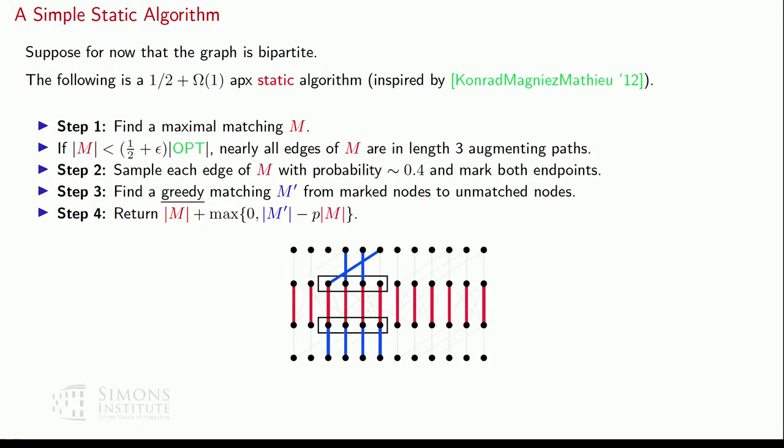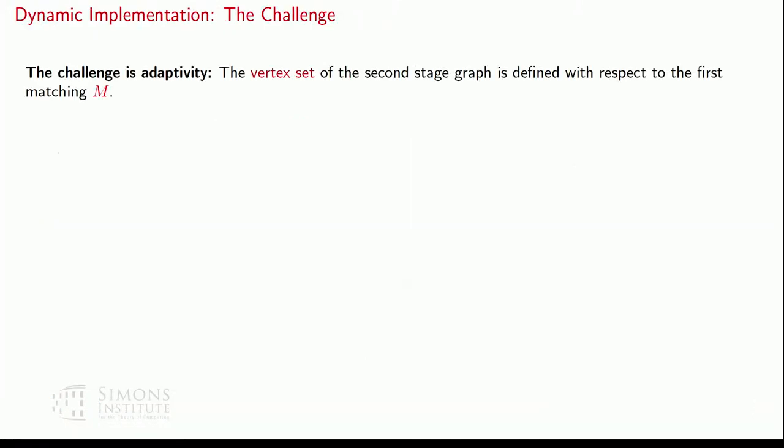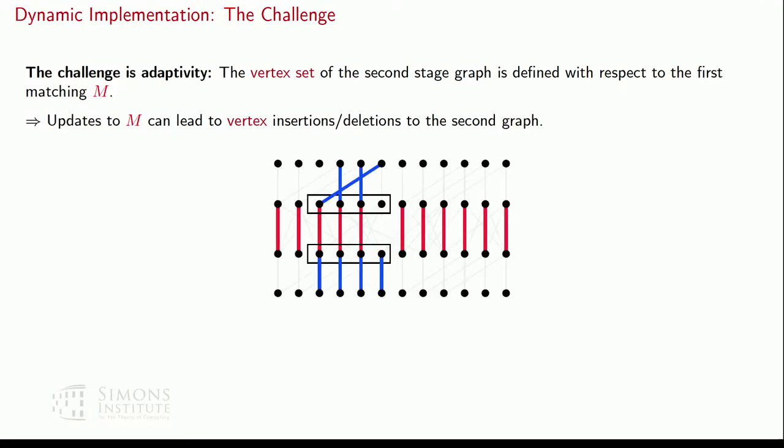All right, so now let's try to see how we can use this in the dynamic setting. The challenge with maintaining this is that the vertex set of the second matching is adaptively defined based on the vertex set of the first matching. So from the perspective of a dynamic algorithm, what this means is that updates to the first matching M lead to vertex insertions and deletions to the graph of the second matching. And vertex insertions and deletions are much harder to handle. All of the algorithms that I mentioned are for edge insertions and deletions.